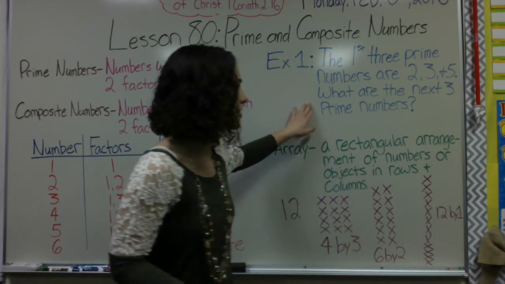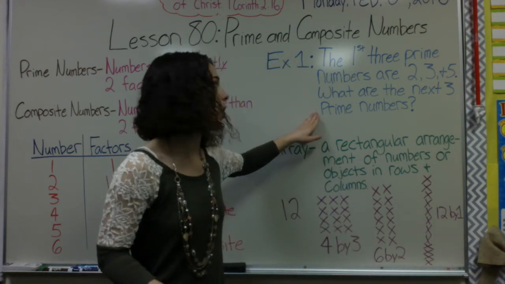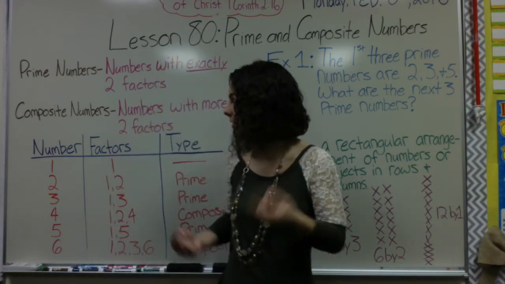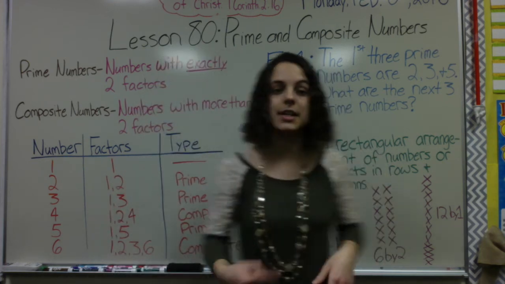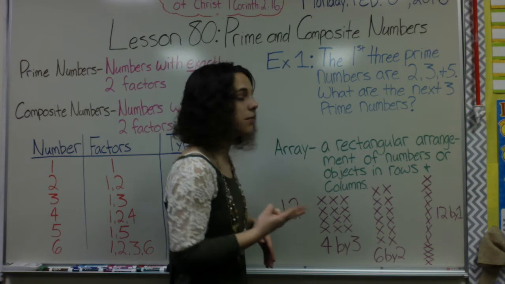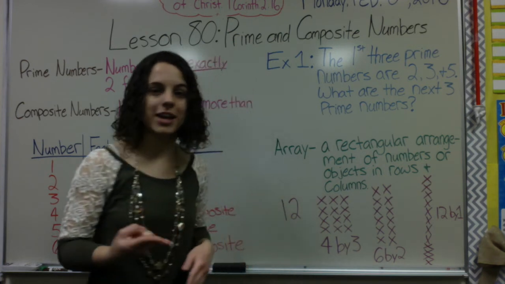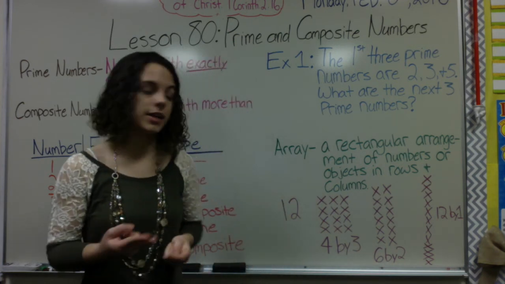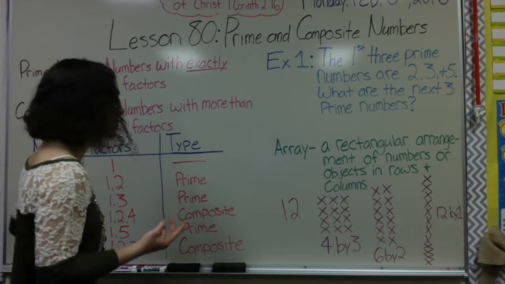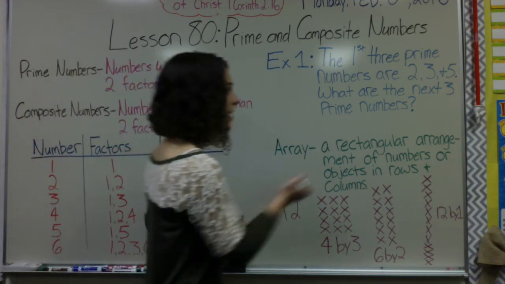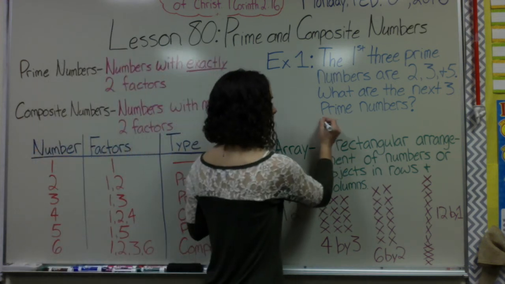What are the next 3 prime numbers? So go ahead and start after 5. 6, we know, is composite. Then let's think 7. Well, the only multiplication fact I can think of that equals 7 is 1 times 7, which means it has only 2 factors. 7 is our next prime number.